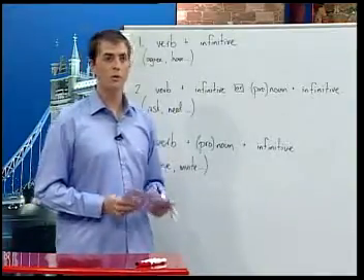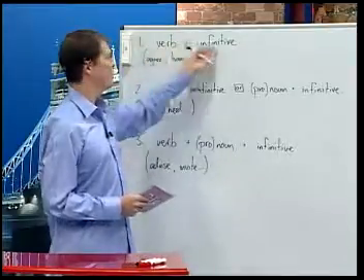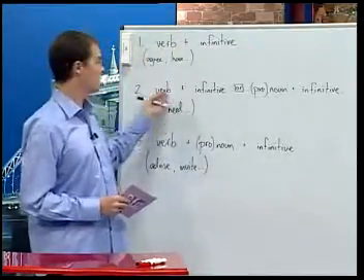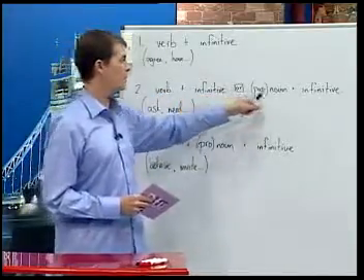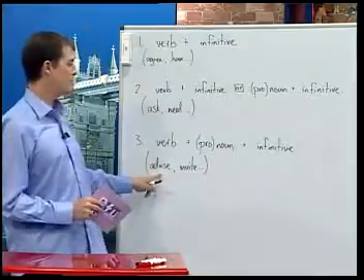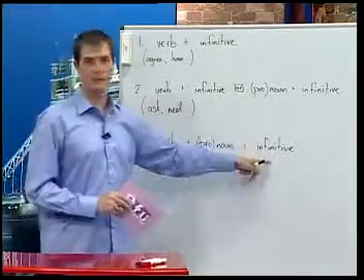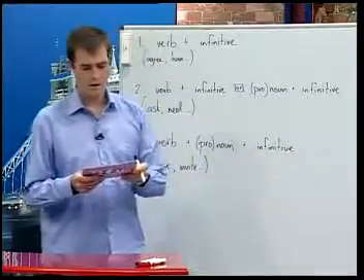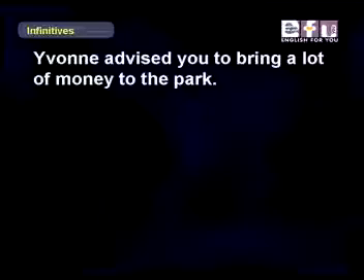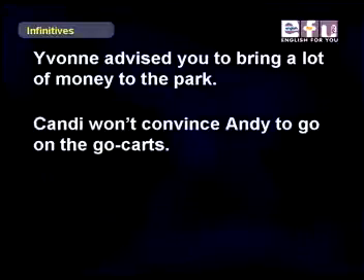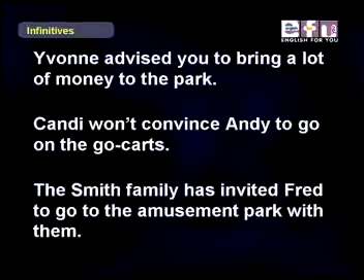And you simply have to learn. There's no easy rule. You just have to learn that these verbs are verb plus infinitive. These verbs are verb plus infinitive or verb plus pronoun plus infinitive. And these verbs are always verb plus pronoun plus infinitive. You simply have to learn them. Let's look at some of these verbs in sentences. Yvonne advised you to bring a lot of money to the park. Candy won't convince Andy to go on the go-karts. The Smith family has invited Fred to go to the amusement park with them.